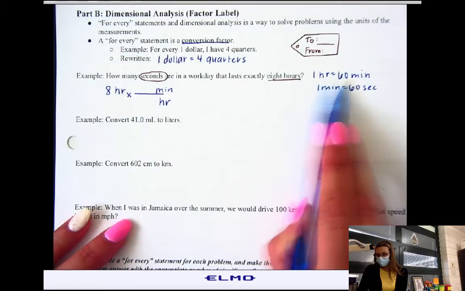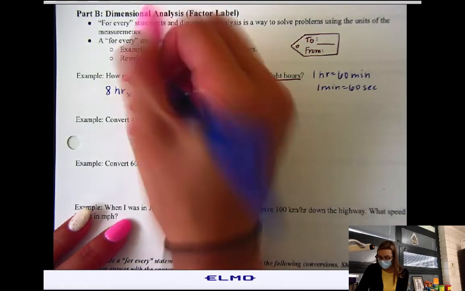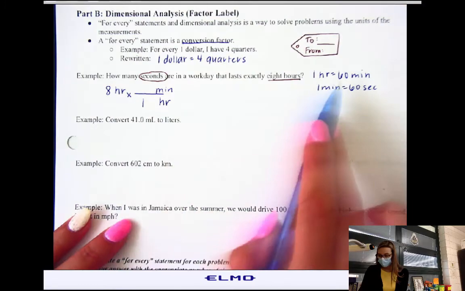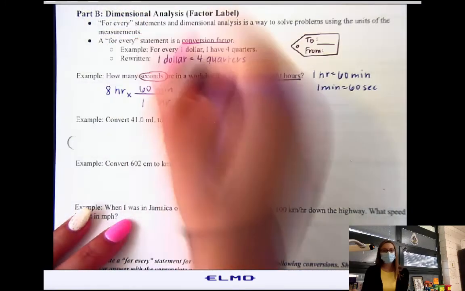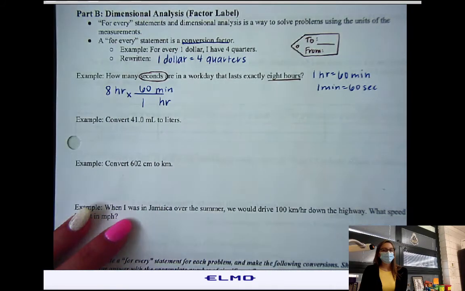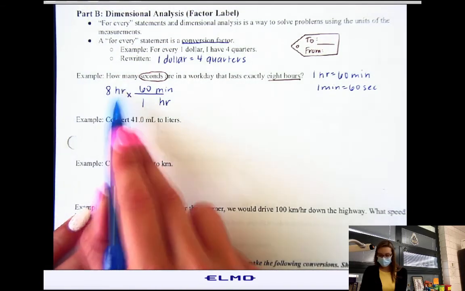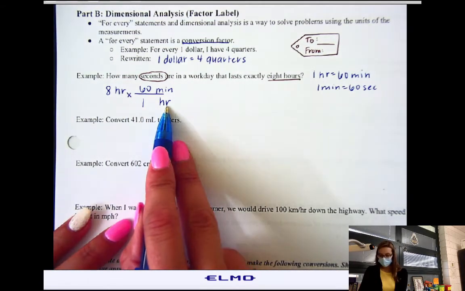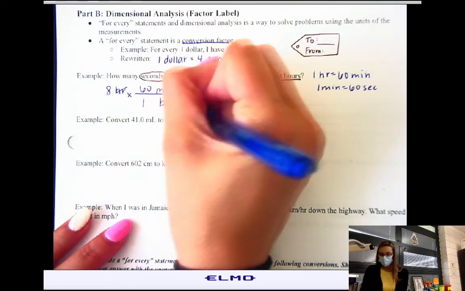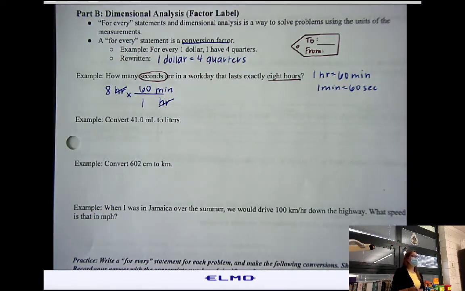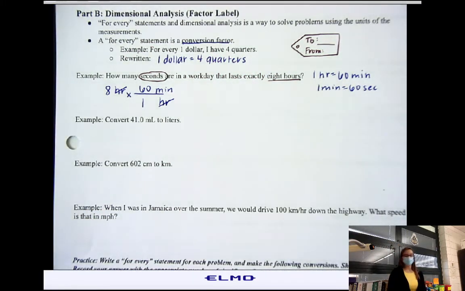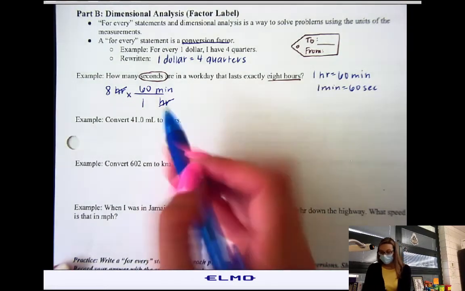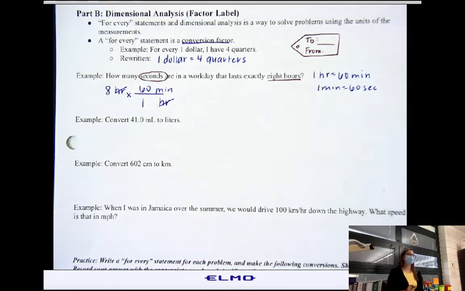Here is that conversion factor. For every 1 hour, there are 60 minutes. Now by setting it up like this, hours is on the top over here, hours is on the bottom over here. That allows the hour unit to cancel. So now the only unit I'm left with is minutes.